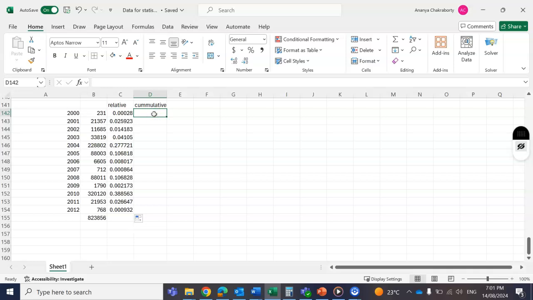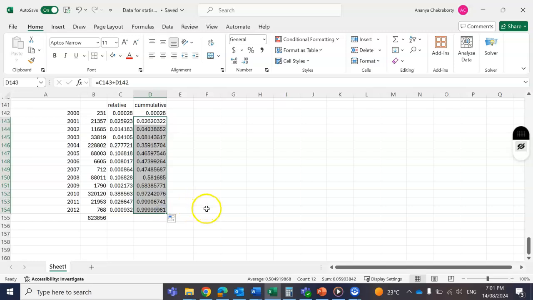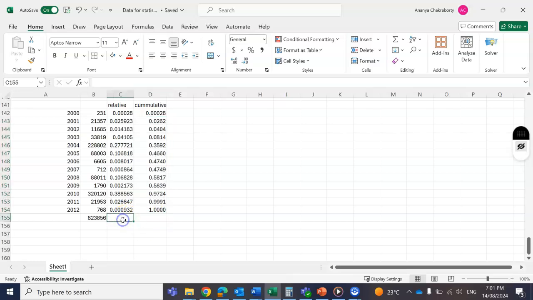And for cumulative frequency, it is equal to the first one, it is the same, so 0.00028. The second one is the addition of the current one plus the previous one. So, and if you drag till the end, the last value should be equal to 1. So it is not 1 because it has more decimal places. So I can reduce the number of decimal places and you can get 1. Right, and if you add this also, it will be equal to 1. Now we have all the data and we are ready to answer all the questions.